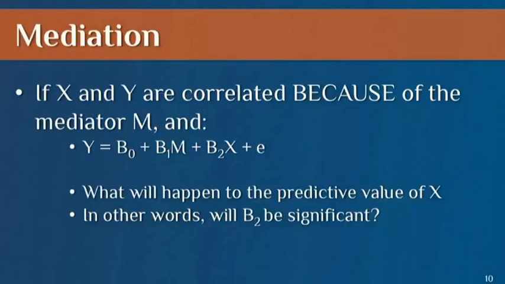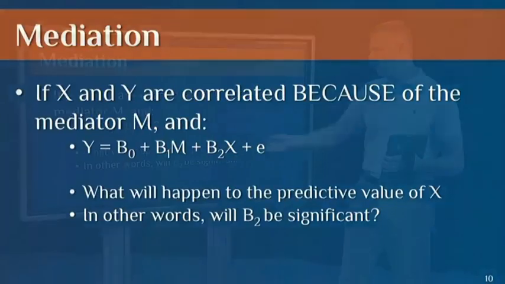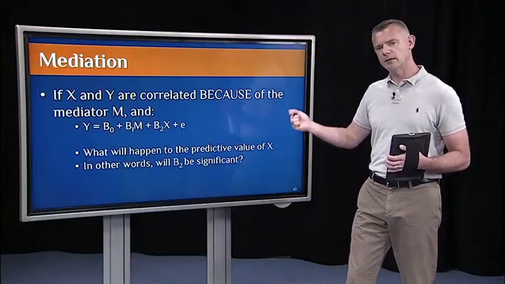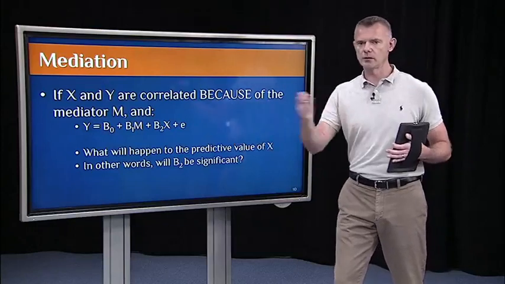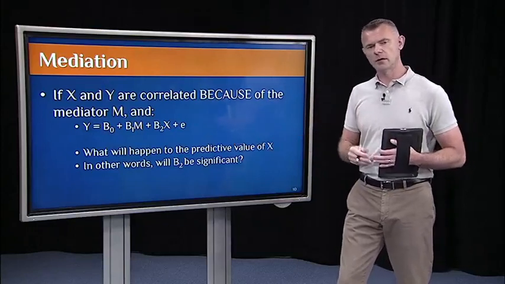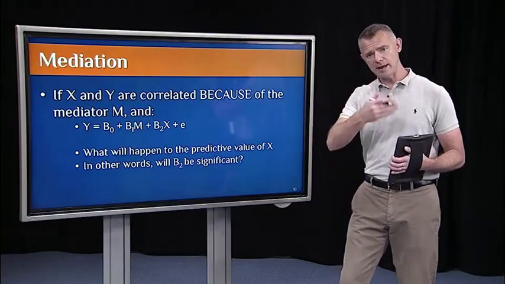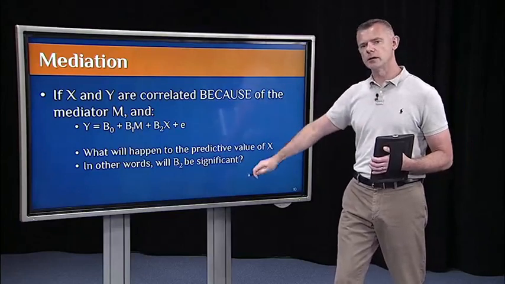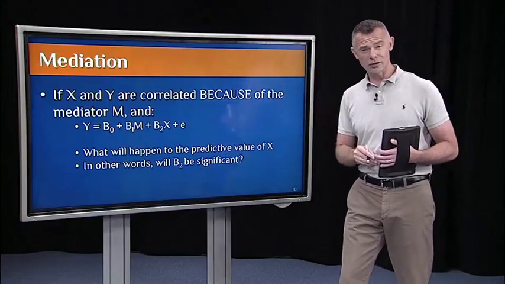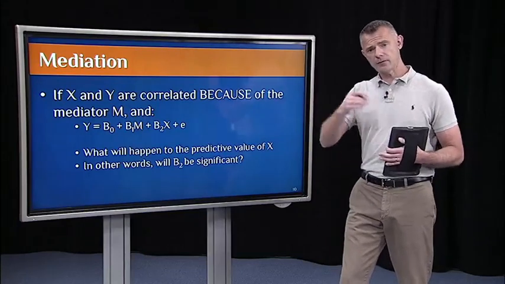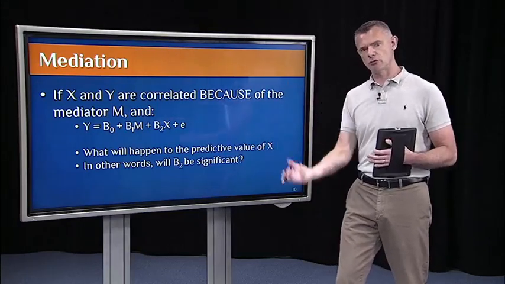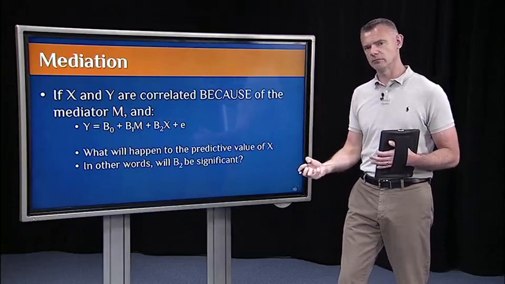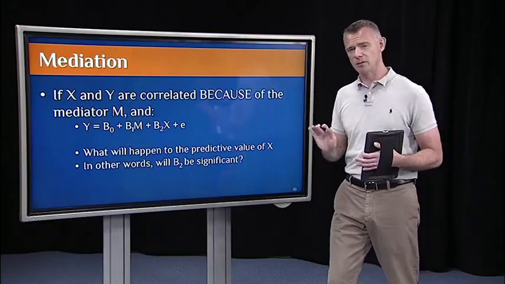If so, then the mediator probably isn't doing anything. But if when we put in the mediator, the original effect, the direct effect, say of stereotype threat on IQ, suddenly goes away, that means it's explained by the mediator. So the important thing to watch here is what happens to the regression coefficient for x after we add in the mediator. Does it drop or does it remain the same? If it drops, that means we have mediation. If it remains the same, that means we probably don't have mediation.